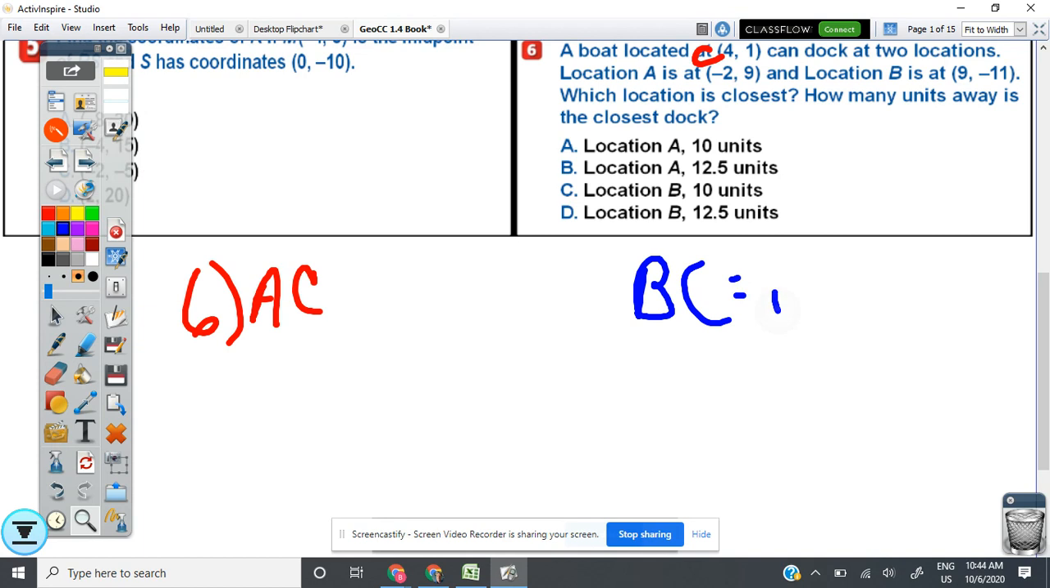So again, we got to use the big long formula. I'm not going to write it out again, but we're going to do x2 minus x1. So B is going to be 9 minus 4 squared plus in the middle. I'm going to run out of room here. Negative 11 minus 1. That's going to also be squared.